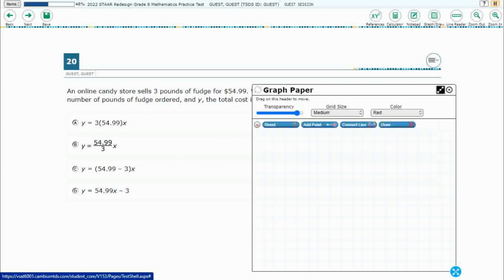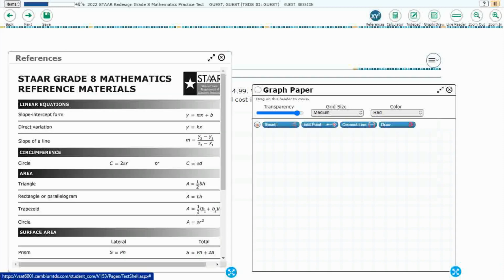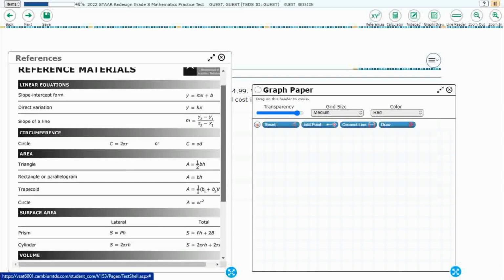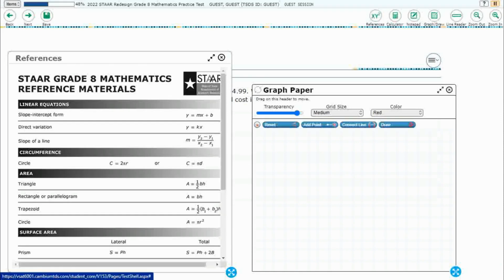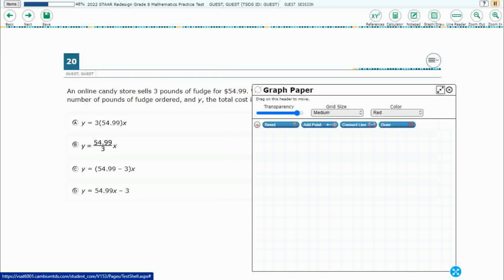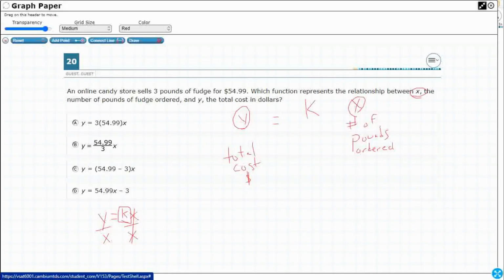And let's see if it's on our reference chart. It is on the 7th grade one. We have direct variation, Y equals Kx, but they don't necessarily give us the constant of proportionality, but it's pretty easy to derive that by dividing both sides by your X. So if I'm looking for that constant right there, then I just need to divide Y by X.